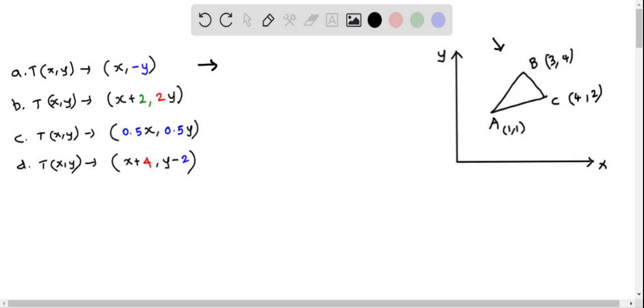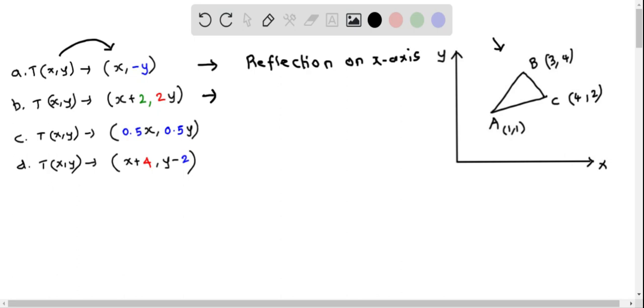The first one, given in A, is transformed such that every x coordinate has no transformation. However, the y is getting transformed to negative y. So this is basically a reflection on the y-axis. I'm sorry, it is on the x-axis. Reflection on the x-axis. And let's move on to the next one.